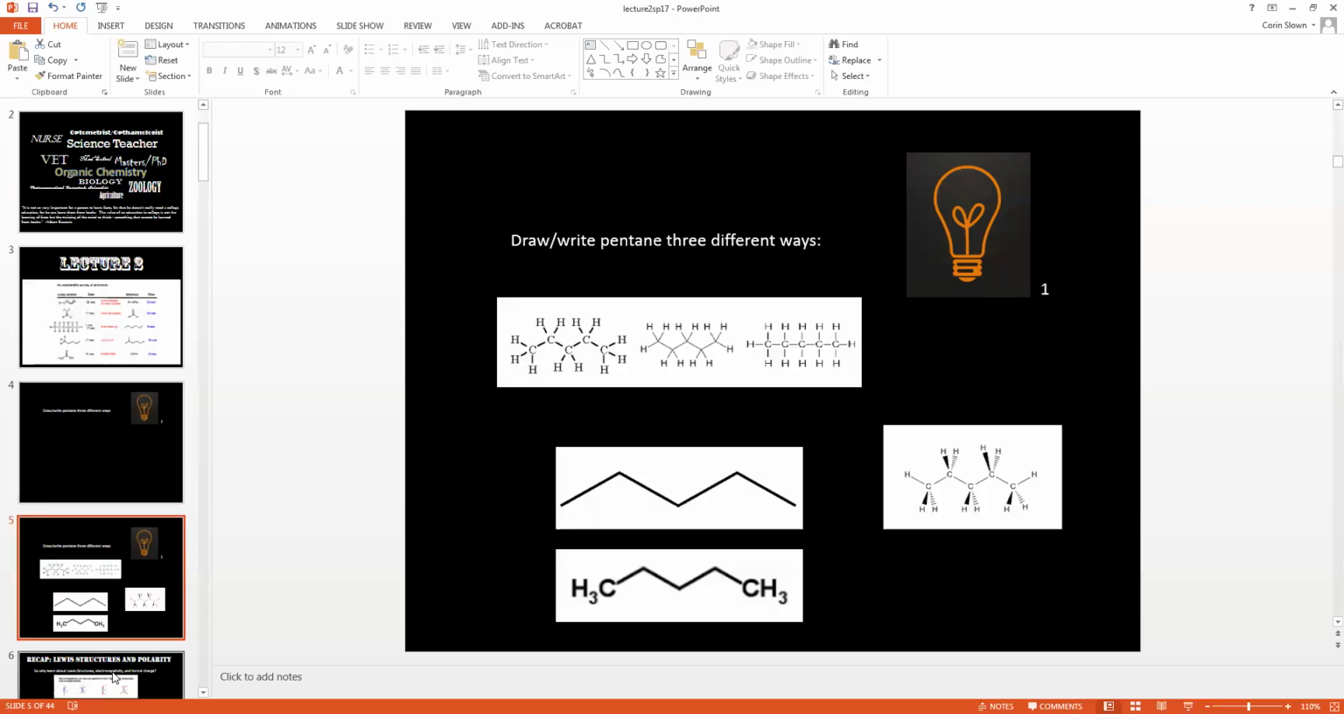Here are some of the ways that we can draw pentane. You'll note that they're all different. What are some of the things that they have in common? Here are some of the ways that they're different. We talked about the benefits and limitations of using models last class, and it's worth it to think about the way that we represent a molecule and the type of information that conveys to us.